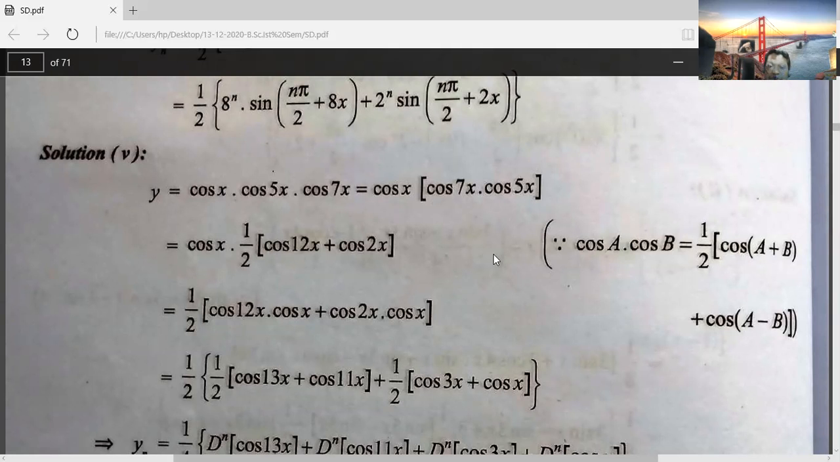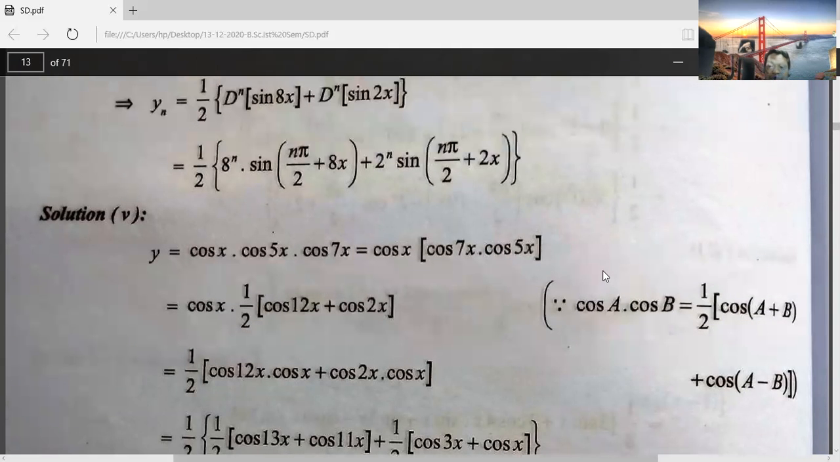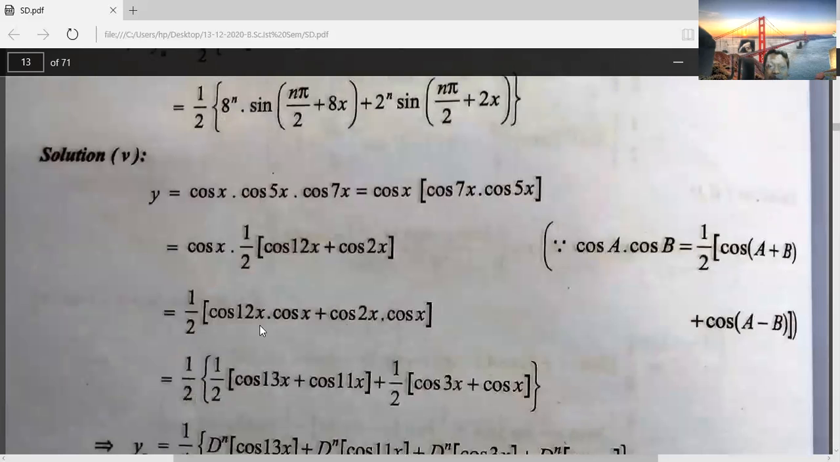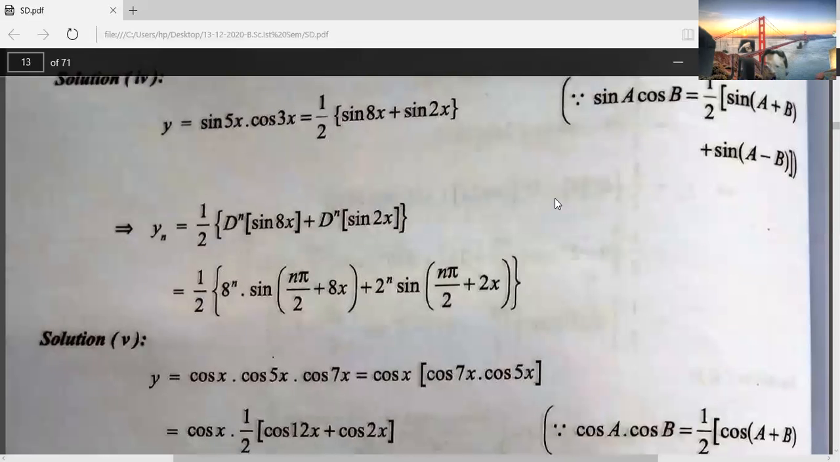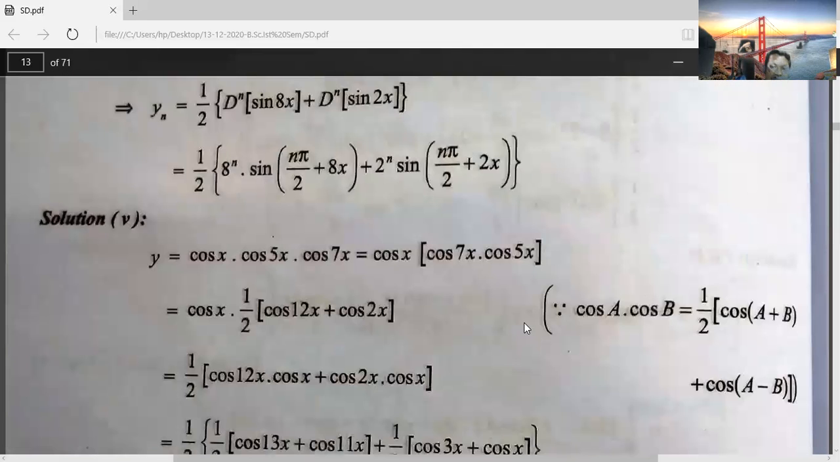Again, you apply the same formula here. Already taken cos A into cos B, the same formula you are applying here. And here you are adding. First, you rewrite the terms: cos 12x into cos x, cos 2x into cos x. Now, you go for the same formula: cos A into cos B equals half of cos(A plus B) plus cos(A minus B). The same formula you are applying here.